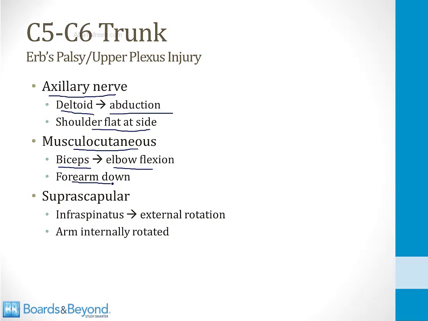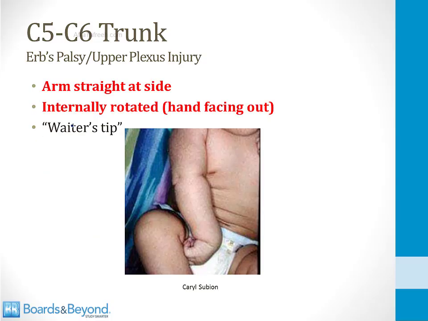And then finally, the upper trunk supplies the suprascapular nerve, which innervates the infraspinatus, which is important for external rotation. So the baby won't be able to externally rotate the arm, and therefore the arm will be internally rotated. So if you put all those lesions together, what you get is something like this picture shown on the screen here. The baby will have the arm straight down at the side.